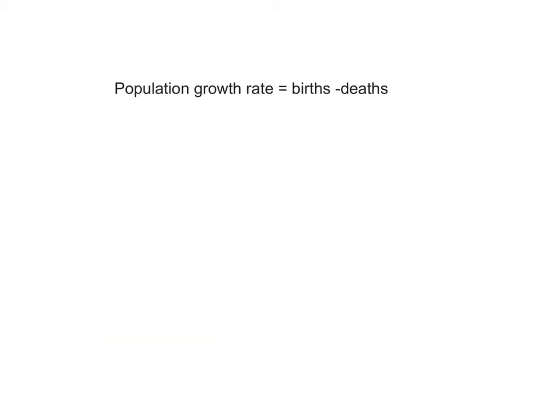The population growth rate equals the number of births in the population minus the number of deaths in the population each year. Generally, immigration and emigration are so small that we kind of neglect or ignore those two factors. We can also say that the assumption is that immigration equals emigration, so that overall change would be 0.